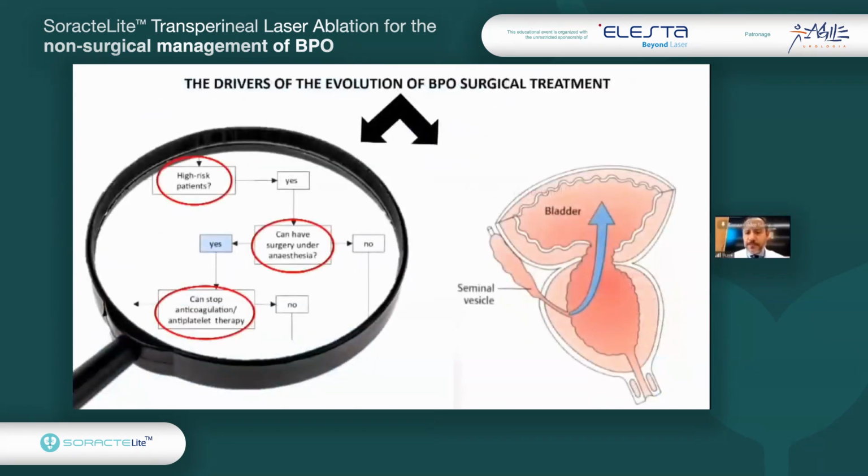So basically, what has moved the technique's evolution are mainly these three different categories. If the patient is a high-risk patient, if the patient can go under anesthesia and so undergo surgical procedures, and also if the patient may stop an anticoagulation or antiplatelet therapy. And also if the patient is young, or if the patient just desires to spare the ejaculation. So these are the drivers that have mainly guided the evolution of the surgical treatment for BPO.